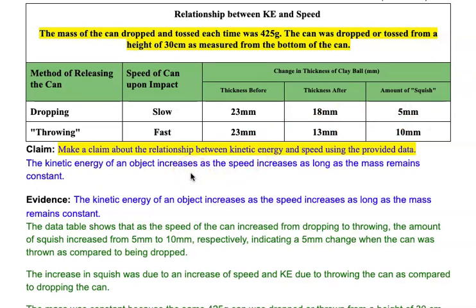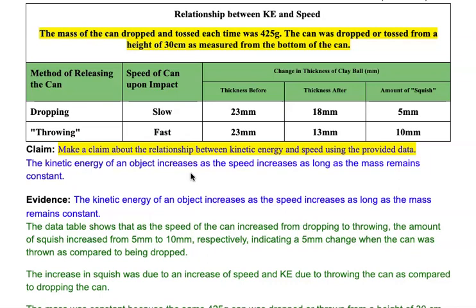So again, I like to take the claim statement down here and put it right next to my claim so I know what I'm writing towards. So it says make a claim about the relationship between kinetic energy and speed using the provided data. So if I look at my data, I'm going to say, well, it looks like the kinetic energy increases as the speed increases. Based on the slow was 5 millimeters squish, the fast was 10 millimeters of squish. So my claim statement is, the kinetic energy of an object increases as the speed increases as long as the mass remains constant.